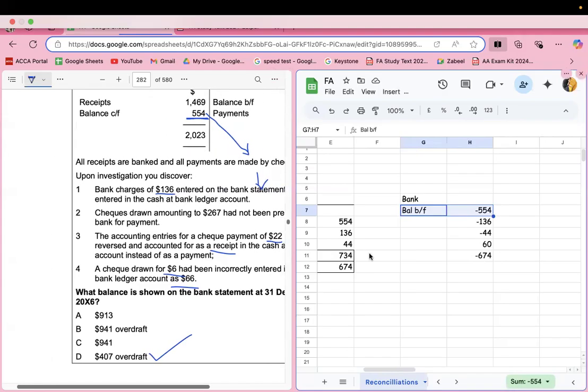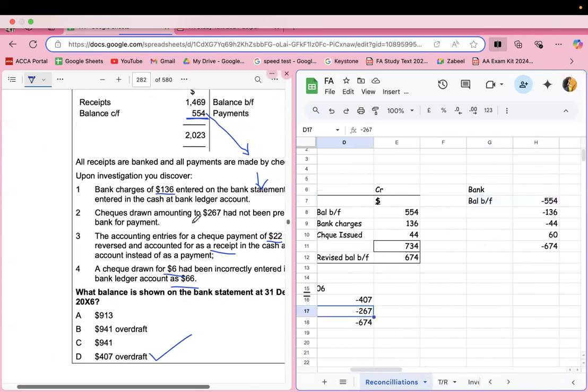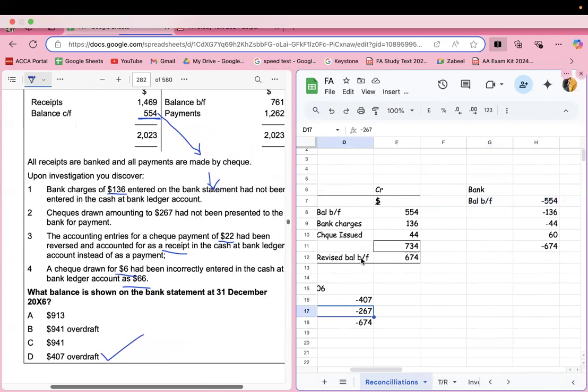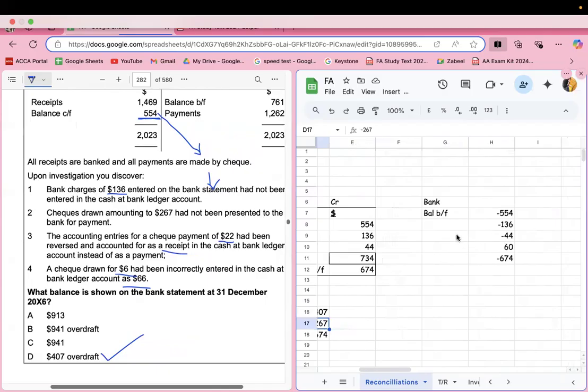Now the second one, 267, the same way we have adjusted here, right? The third one, 22 has been deducted extra, right? Sorry, 22 has been taken as a receipt, but it's an extra amount. So 44 needs to be deducted, minus 44. Clear?